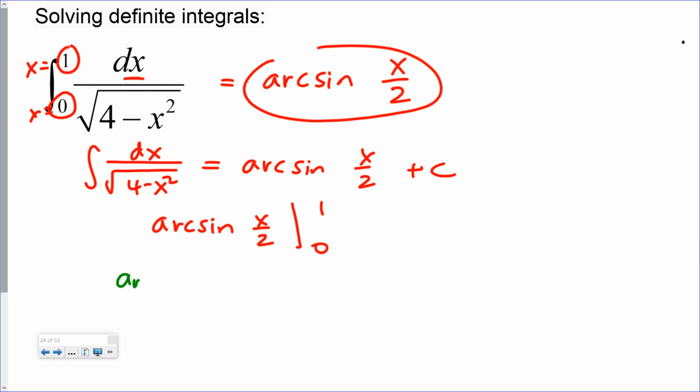Then what you're going to do is first you plug in the x. I'm sorry, first you plug in the 1. Then you plug in the 0.